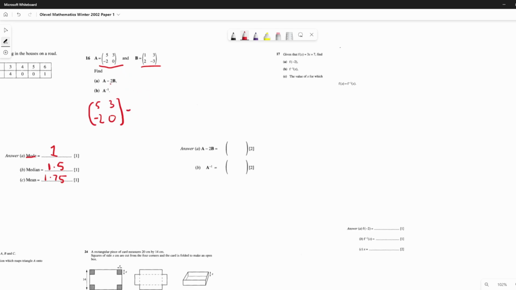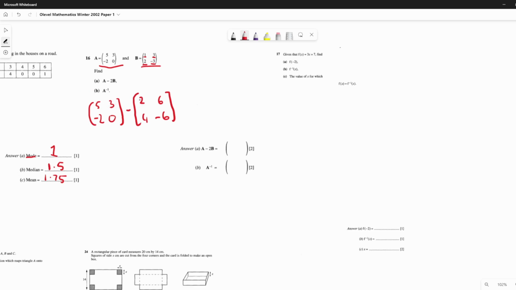So when you multiply a matrix by a value, you just multiply each value in the matrix by that value. So I'm just going to multiply 2 by each of these. So 2 into 1 is going to be 2, 2 into 3 is going to be 6, 2 into 2 is going to be 4, and 2 into minus 3 is going to be -6.